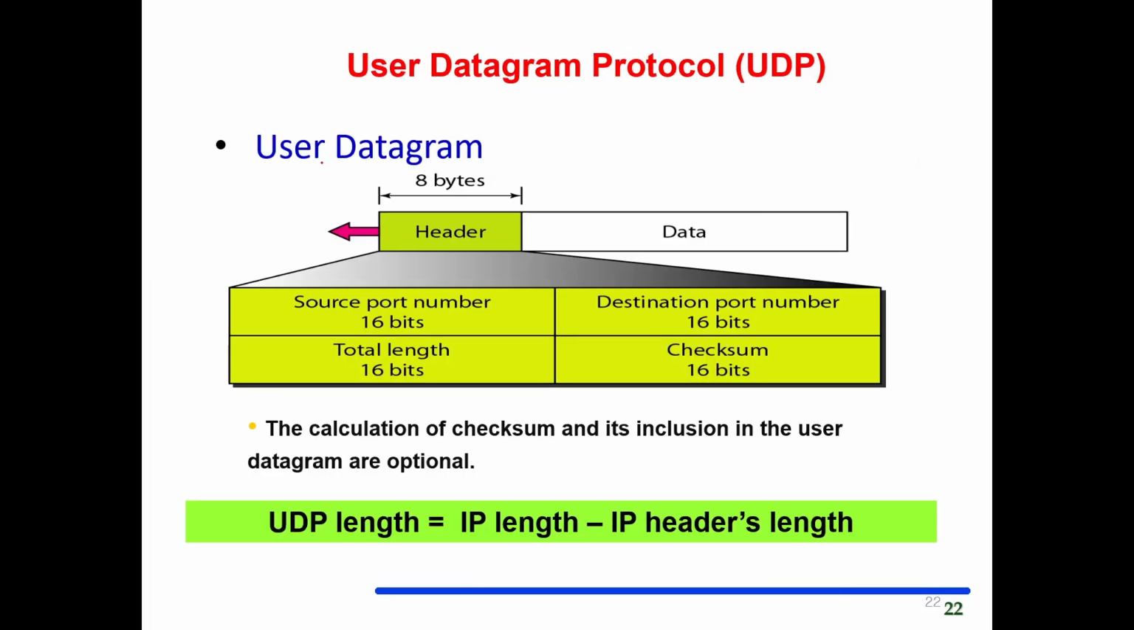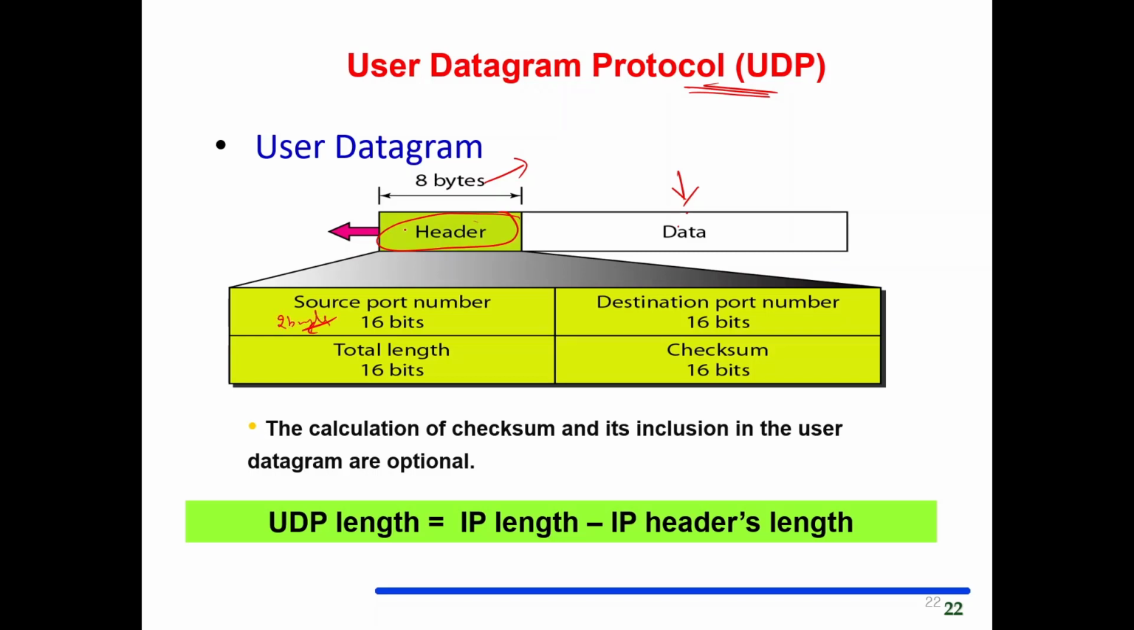What is the datagram? It is the information present in the UDP protocol. This UDP protocol carries the information of data. Along with the data, some header will be there. This header has 8 bytes. The length of the header is 8 bytes. Like this, you can see here you have 2 bytes.